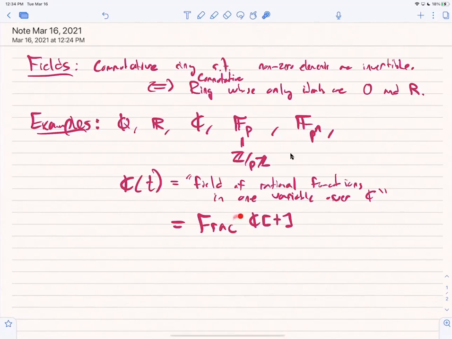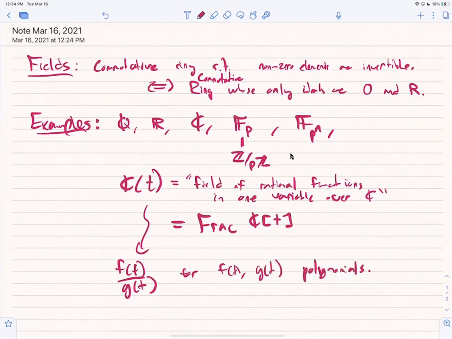Whenever you have an integral domain, you can take its fraction field, and a fraction field is a field. The elements here are just f(t) over g(t) for f and g polynomials. If you think back to calculus or algebra in your introductory math classes, this is what you called a rational function, and you learned integration formulas for rational functions. Or maybe if you're lucky, no one made you do that.